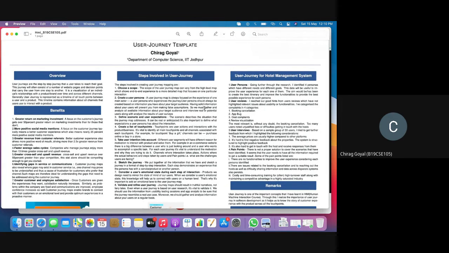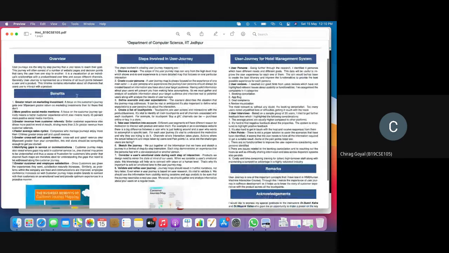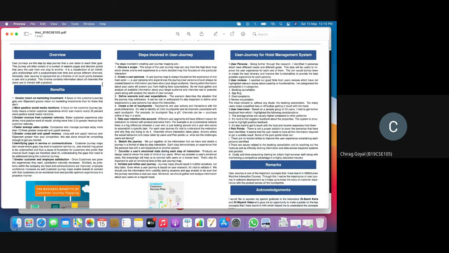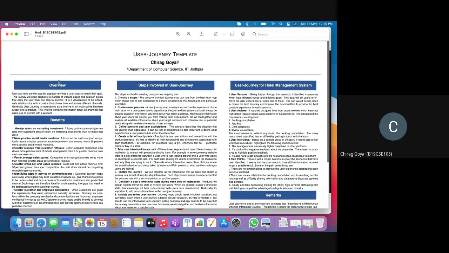Here is my project overview, or the project chart we can say. We will shortly discuss all these points in a brief manner so that we have an idea of all the components included in this project. I chose the user journey portion as my HMI course project.